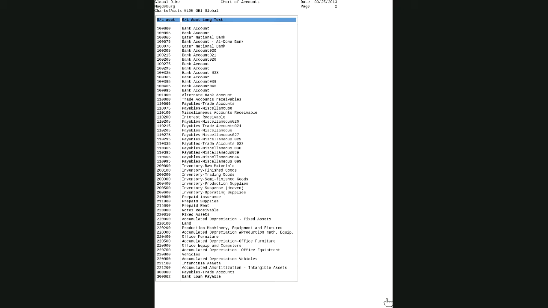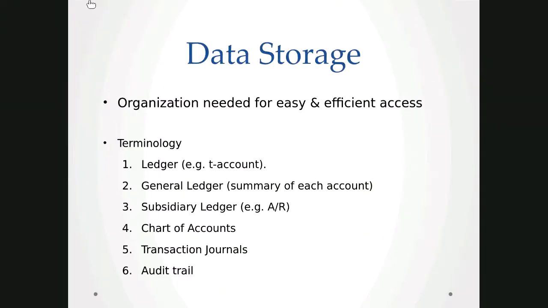The next data storage terminology is a transaction journal. A transaction journal is where all the journal entries are recorded. So you know the journal entries are recorded with debits and credits to each account about each purchase, sale, depreciation, all the transactions that take place. The place where the journal entries are recorded is called a transaction journal. They usually have a beginning date and an end date. So you can record all the transactions for the month of August into the transaction journal of August.